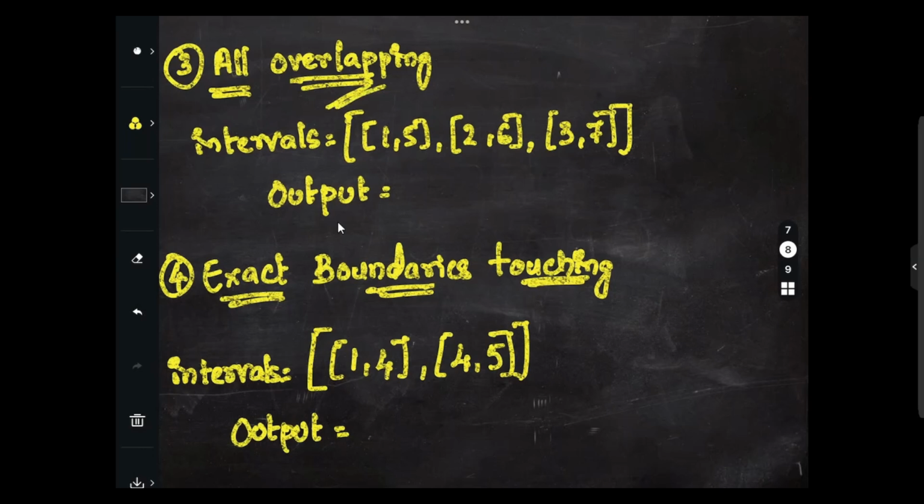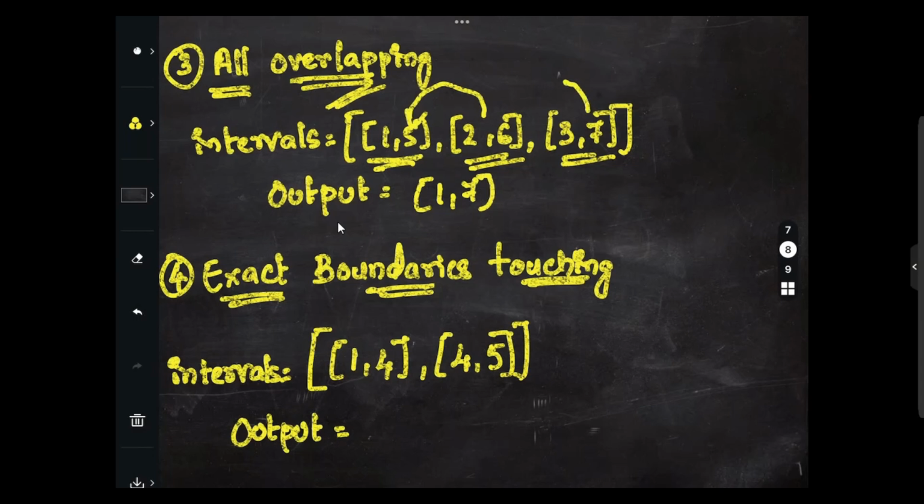Here all overlapping we will discuss. Now this is one of the important edge cases as well. So we have 1 comma 5, 2 comma 6 and 3 comma 7 here. You can clearly see, output here will be 1 comma 7. Basically we have to merge this one, right? So here this one also we have to merge.